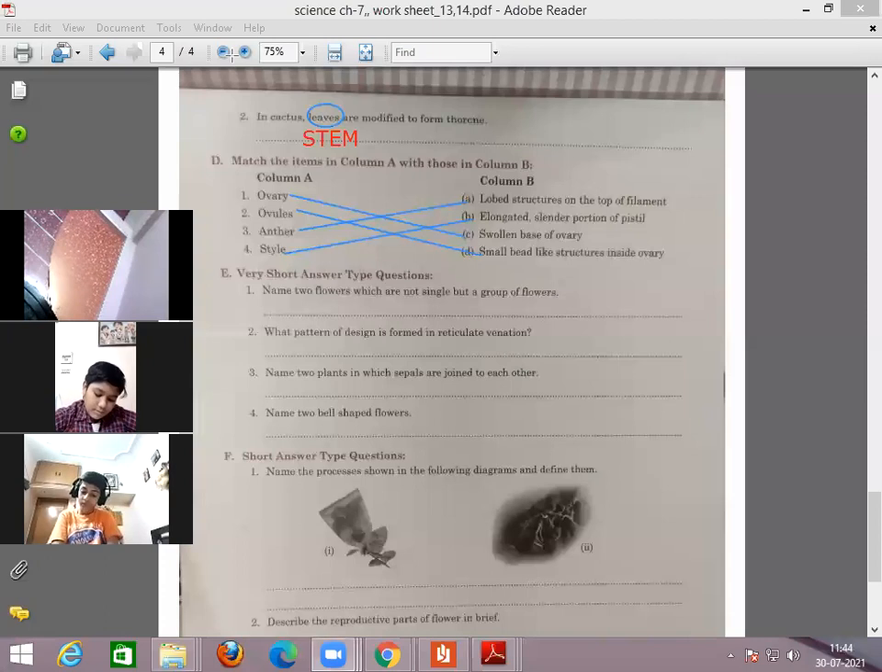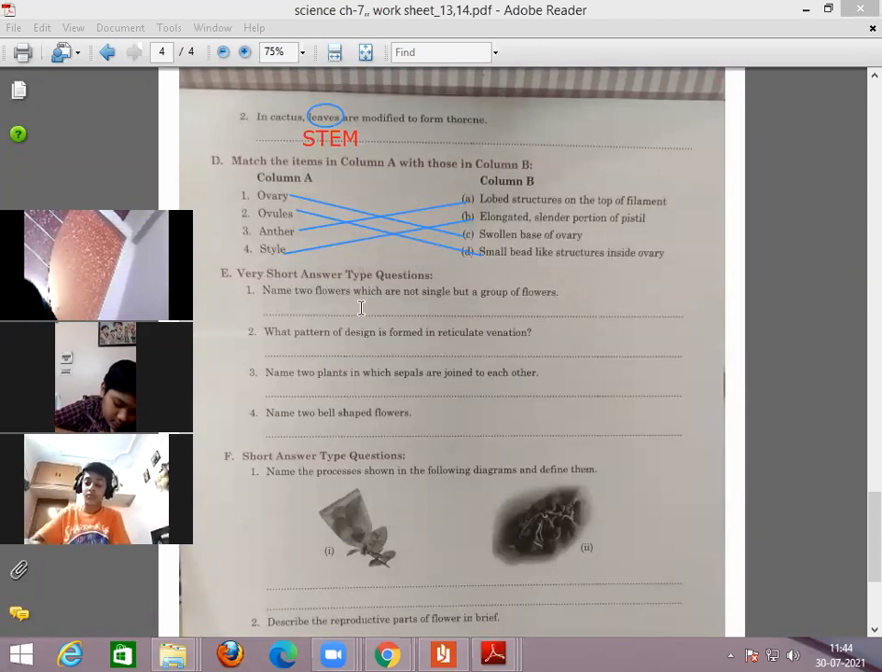Next comes: name two flowers which are not single but a group of flowers. So kindly raise hand those who know the answer. So children, you have to answer, any two flowers which are not a single but a group of flowers. So one example you can give here of sunflower. You must have seen sunflower.